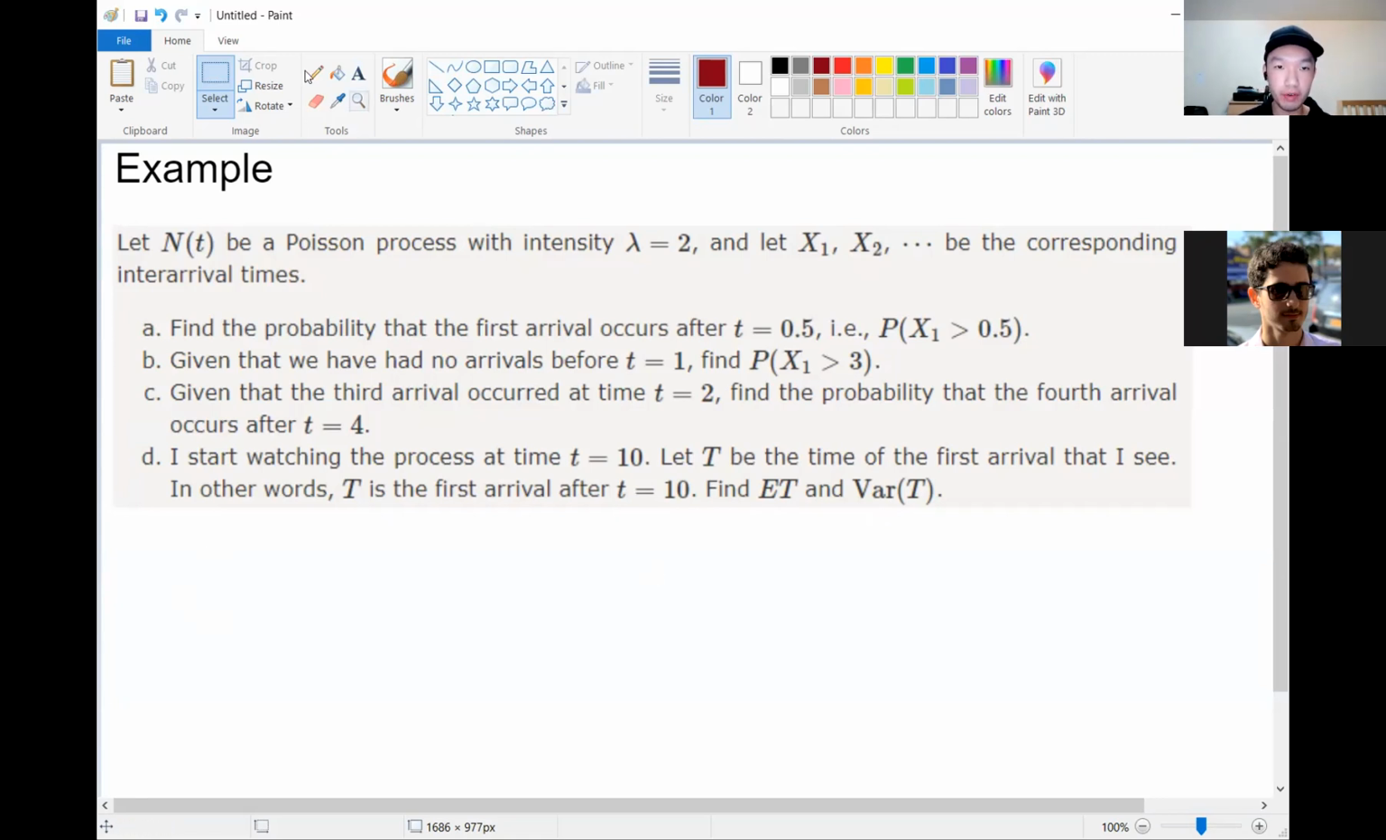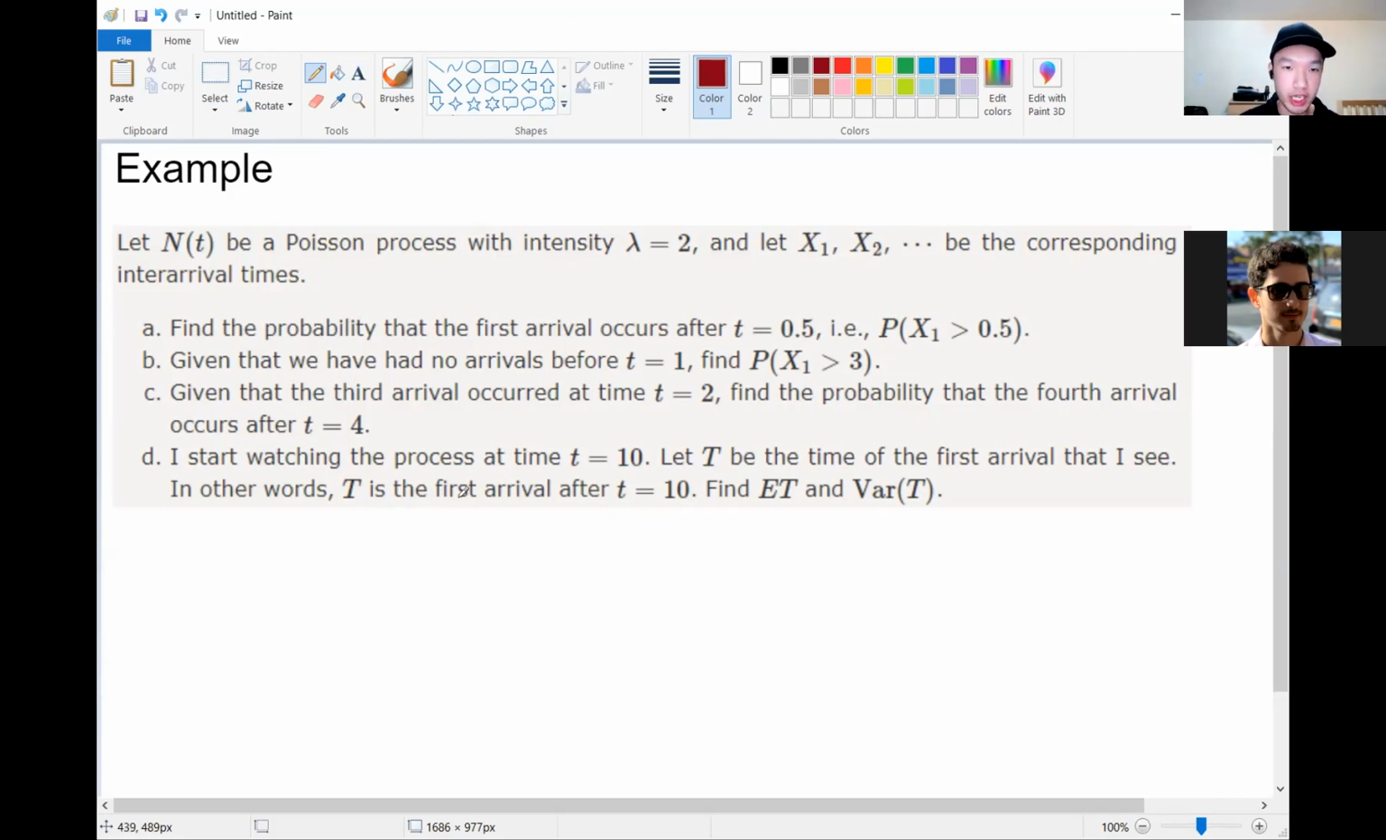Here we have: let N of t be a Poisson process with intensity lambda equals 2, and let X of 1, X of 2, and so on be the corresponding inter-arrival times. Find the probability that the first arrival occurs after t equals 0.5. We think of it in terms of hours, so t equals 0.5 is half an hour, but we can just use 0.5.